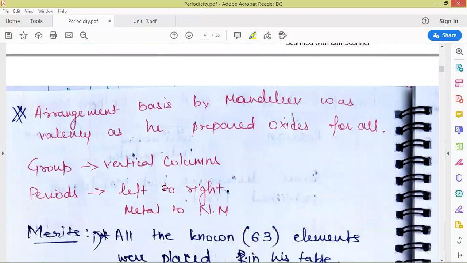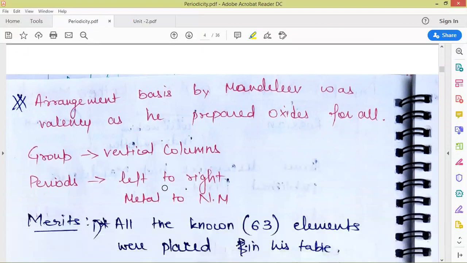So the arrangement basis by Mendeleev was valency. What was the basis of his observation? How did he arrange the elements, how did he get to know that these elements are to be placed in the same group? So the basis was valency. What he did was he prepared oxides of all the elements, and the elements exhibiting the same valency were grouped together.